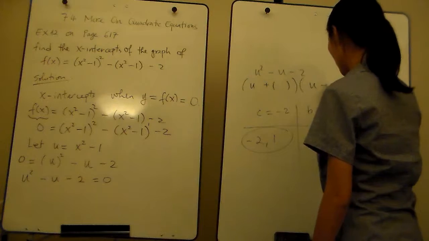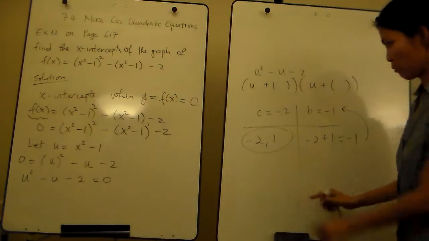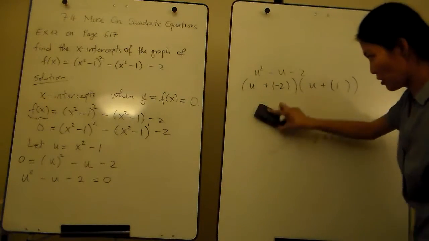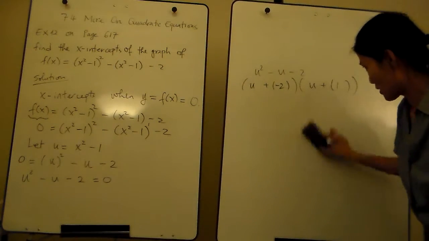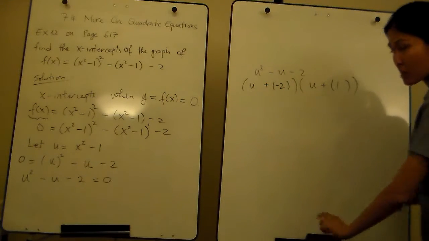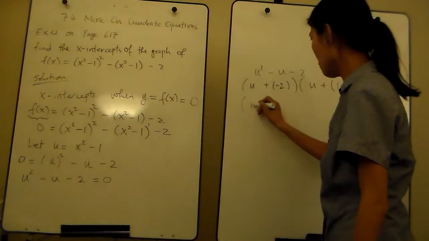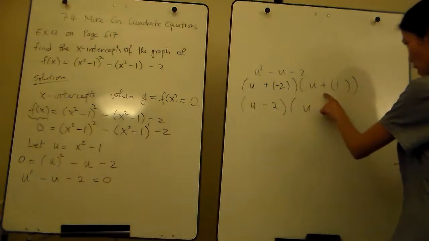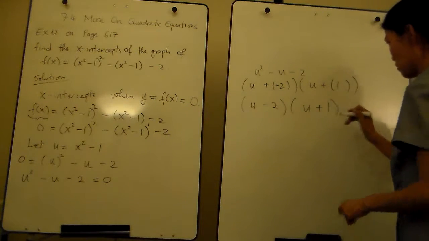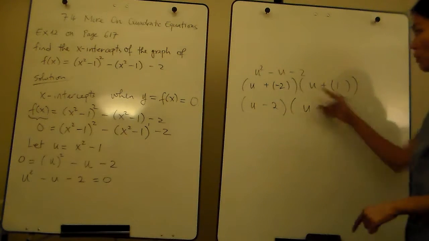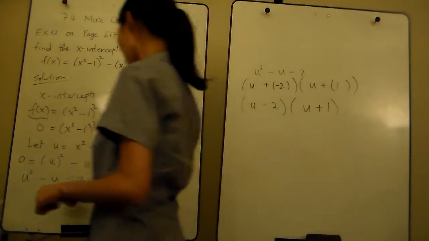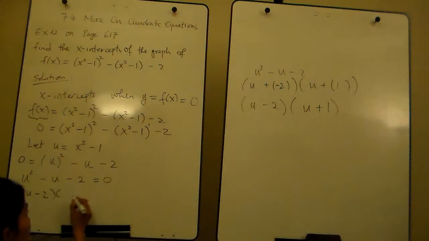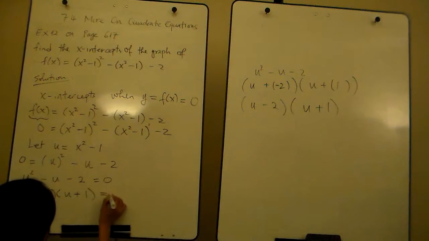Blank, use plus blank, and replacing negative 2 here and 1 here. Again, we learned all these already. I'm just trying to help you see or review this. So u, positive times negative, is negative 2, plus 1. So these are two factors of this trinomial. I'm going to replace this trinomial with these two factors. So we have u minus 2 times u plus 1 equals 0.